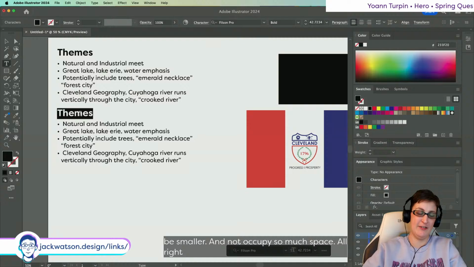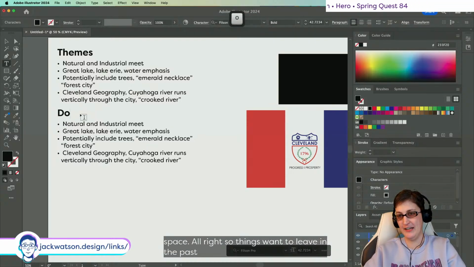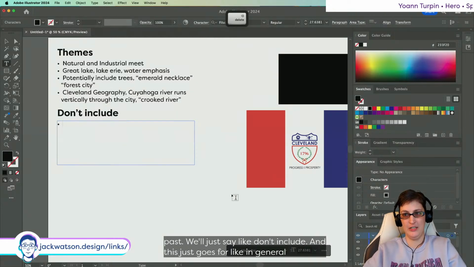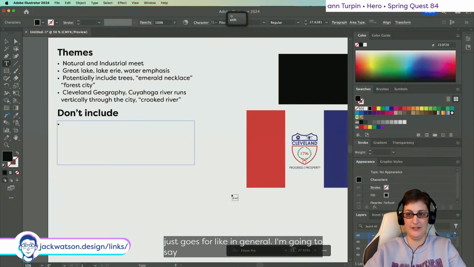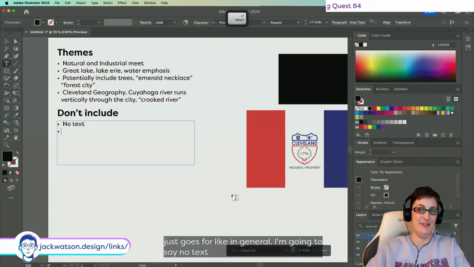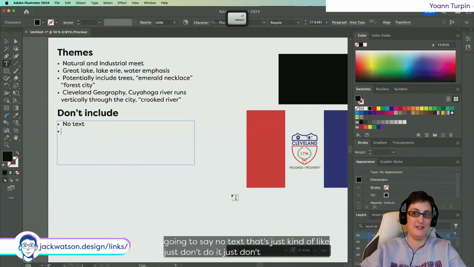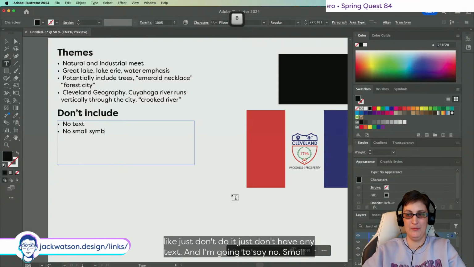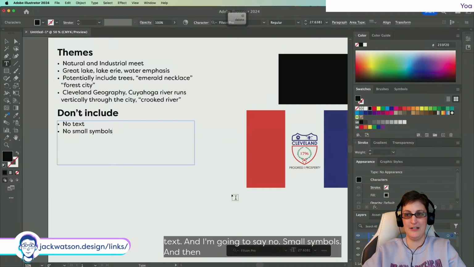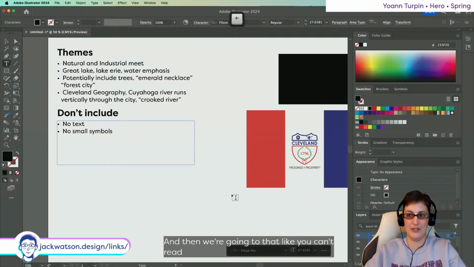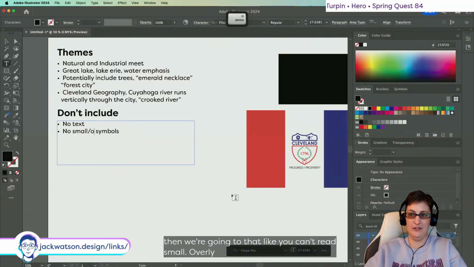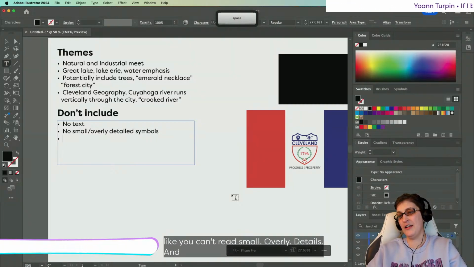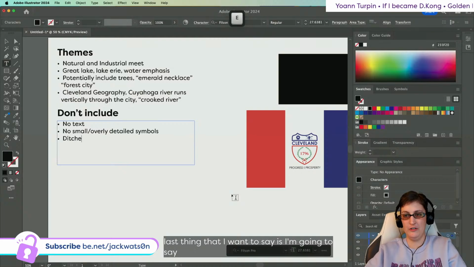Alright, some things we want to leave in the past. We'll just say don't include. And this just goes for in general. I'm going to say no text. That's just, just don't do it. Just don't have any text. And then I'm going to say no small symbols, small overly detailed symbols that you can't read. And then the last thing that I want to say is ditch the shield.